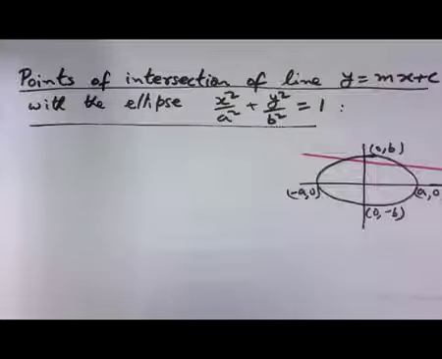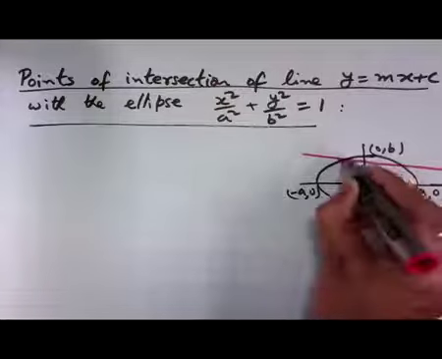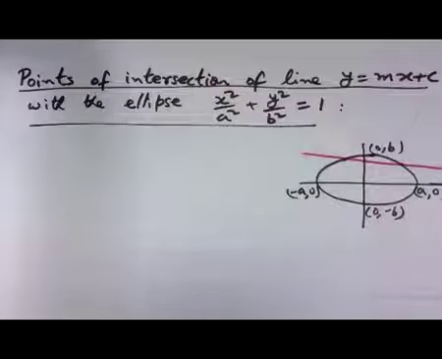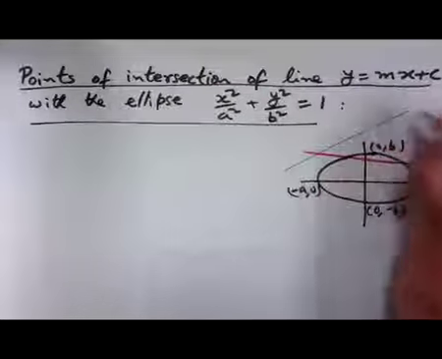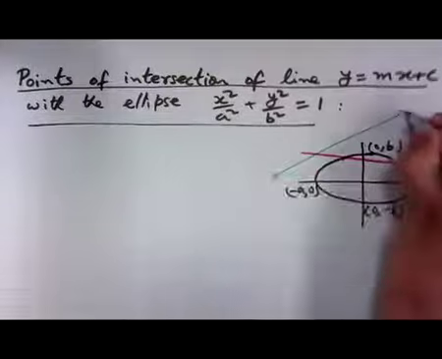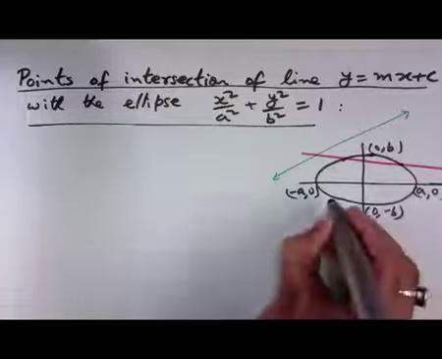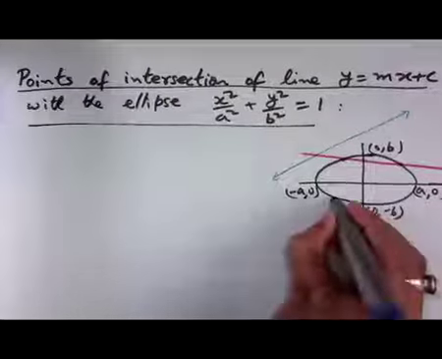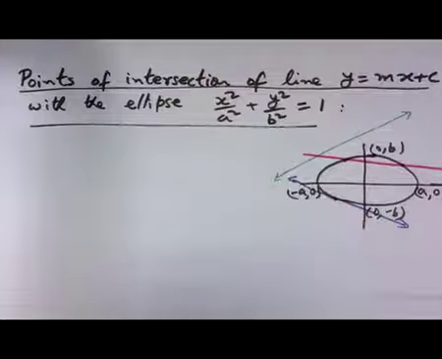This line might intersect the ellipse in 2 points, or this line might be like this when it does not intersect the ellipse, and the third case is that the line can intersect the ellipse in only one point. So, we will derive the condition for all these three cases.